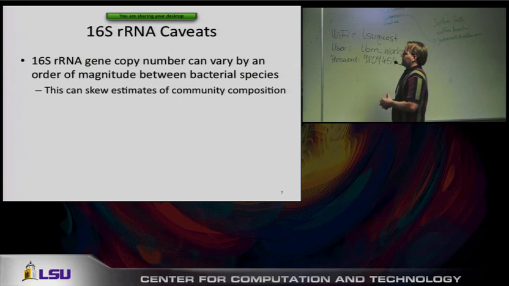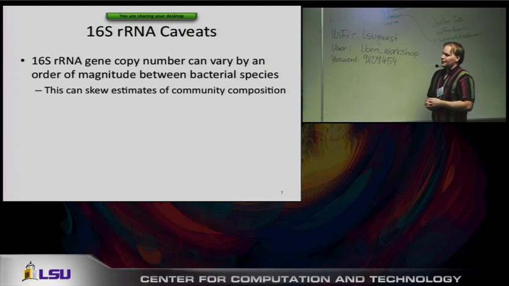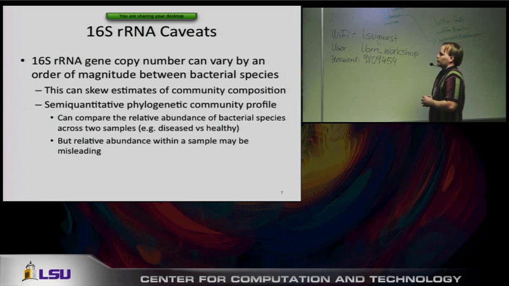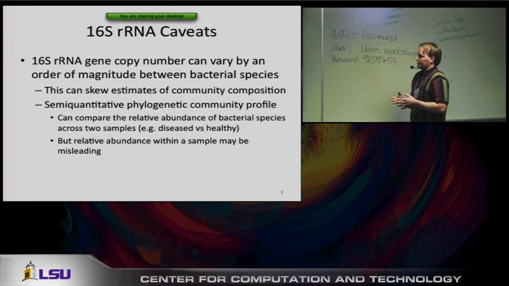So there are a number of caveats with doing this. One is that the 16S ribosomal RNA gene copy number is not uniform across bacterial species. So if you were to use that as an estimate of relative abundance between different bacteria, you could really fool yourselves. So what we end up doing is we do what we call semi-quantitative phylogenetic community profiles.